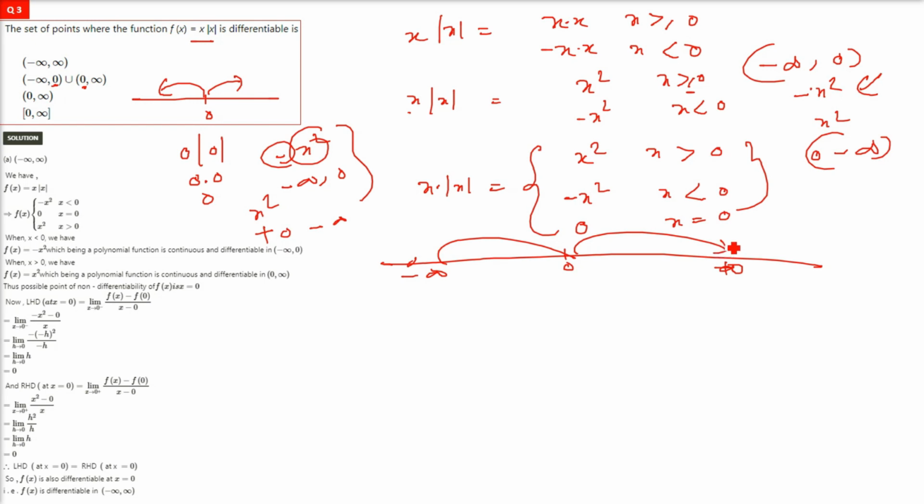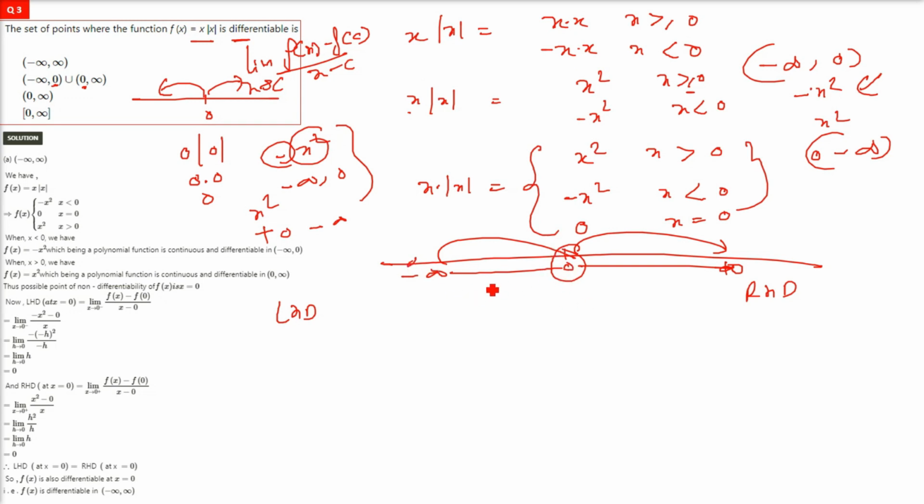But we still have to check at 0, because we are not checking at 0 right now. We have a separate value, which is 0 at 0. So at this point, whether there is some sharp turn, sharp edge, or the graph is taking a sharp angle theta differently, that is what we are interested in. So the left hand derivative and right hand derivative, (f(x) minus f(c)) by (x minus c), limit x tends to c, this is what we are going to do, which we always do, right?